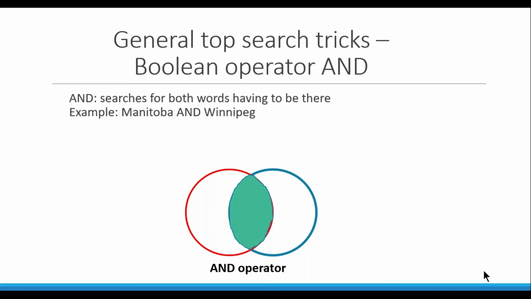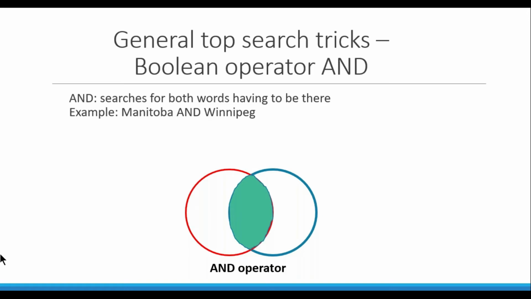So the Boolean operator AND searches for both words. So both words have to be together in that particular article, for instance. So here we have Manitoba and Winnipeg. So we need both those words together. And we're only going to find where those records intersect. So this red circle could stand for Manitoba, and the blue circle could stand for Winnipeg, and where they intersect is what you're going to get with the AND operator.